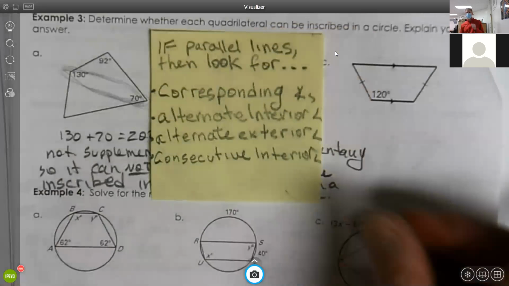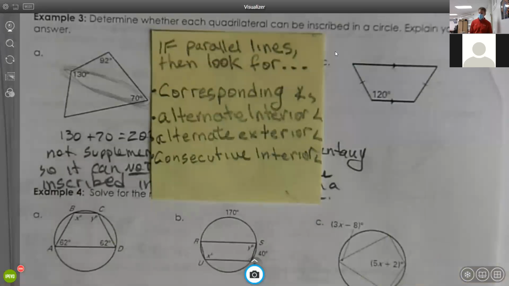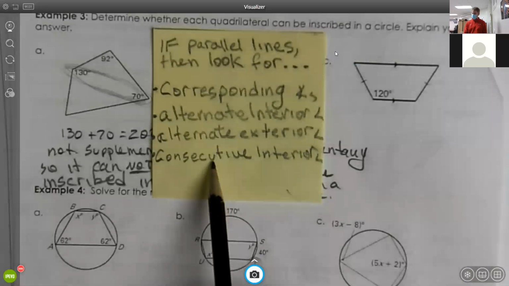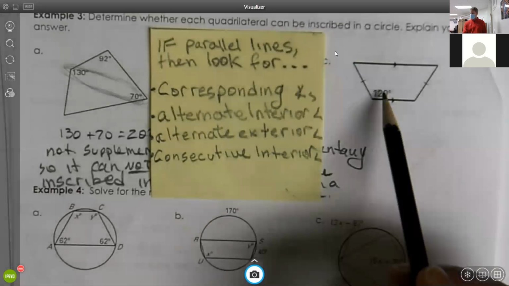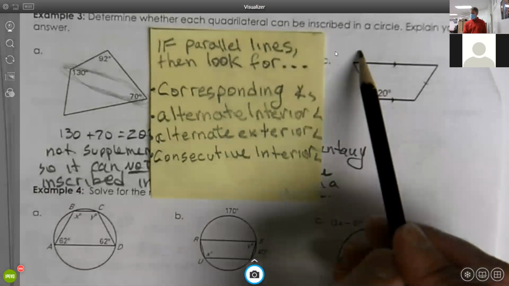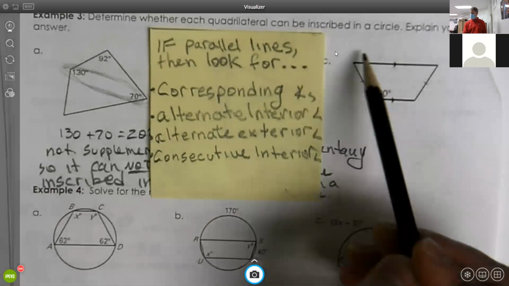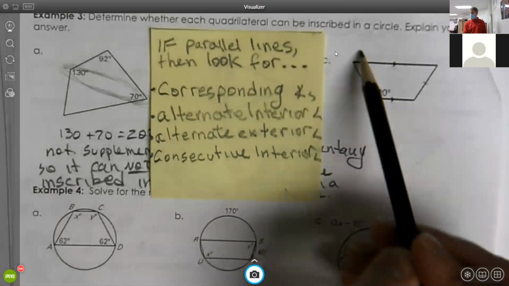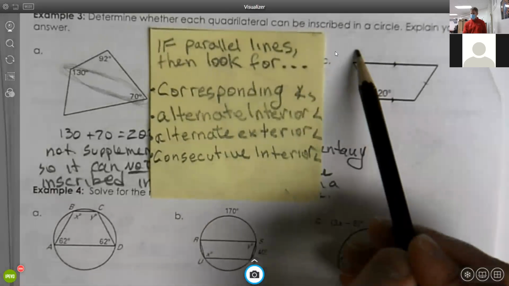If you have parallel lines, you're supposed to be looking for one of these four types of angles. Corresponding angles are on the same side of the transversal, on the same side of the parallel line. So they'd both be on top of the parallel line. That's not what we have here.